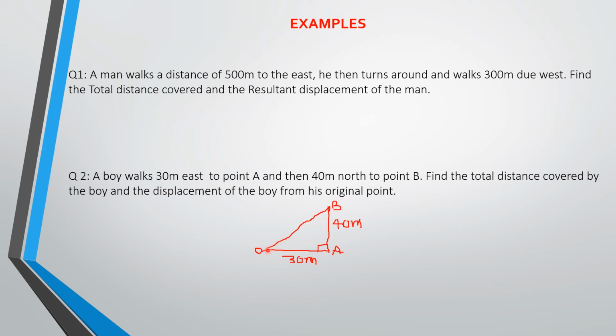The displacement is distance OB. The distance covered is the distance OA plus AB. So the total distance covered by this man is OA plus AB, which gives you 40 meters plus 30 meters, which gives you 70 meters. This is the total distance covered by the man.